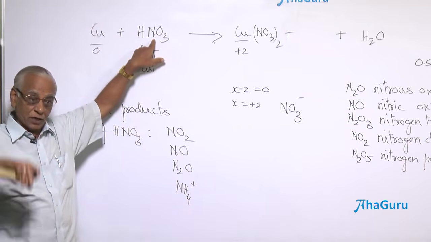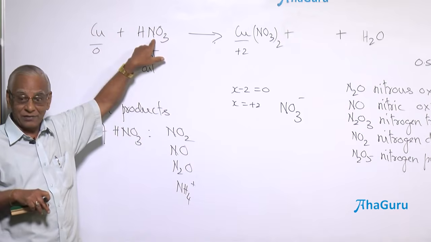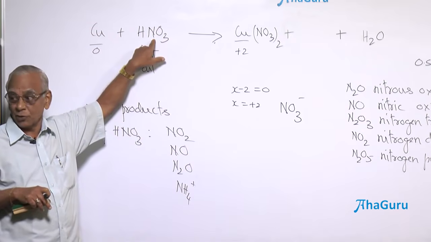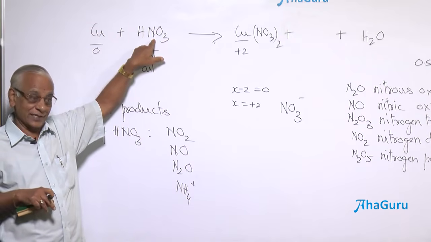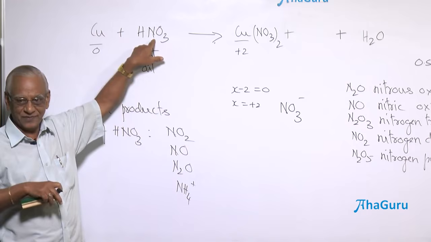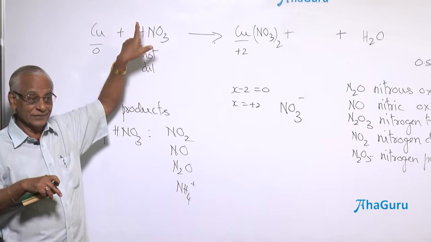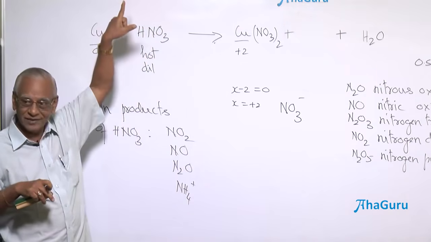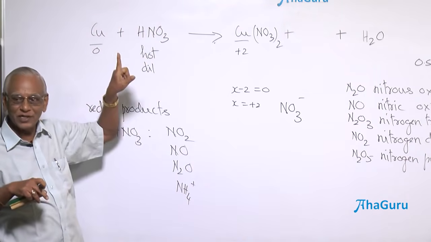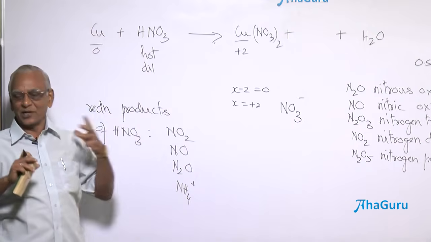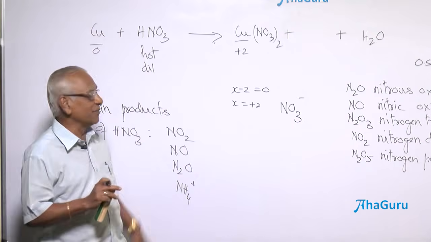Hot as well as concentrated, hot concentrated nitric acid. The other one could be cold concentrated nitric acid, where temperature alone is changed. The other one is going to be hot dilute nitric acid. It is dilute but hot. And what is the other option here? Cold dilute nitric acid. So, depending on these four parameters, I will be getting different products.